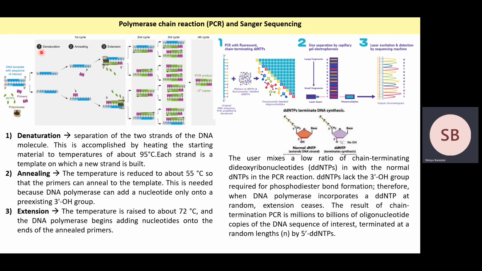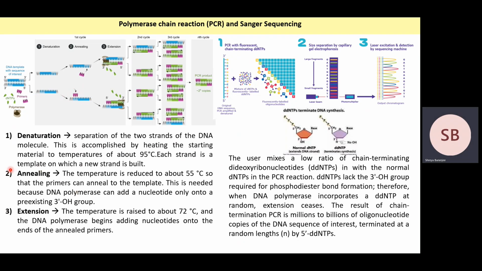Now we will look into polymerase chain reaction. So polymerase chain reaction has three major parts. First is denaturation. In this, the two strands of DNA are separated, and it is accomplished by heating the starting material to temperatures of above 95 degrees Celsius. Each strand is now a template on which a new strand can be built.